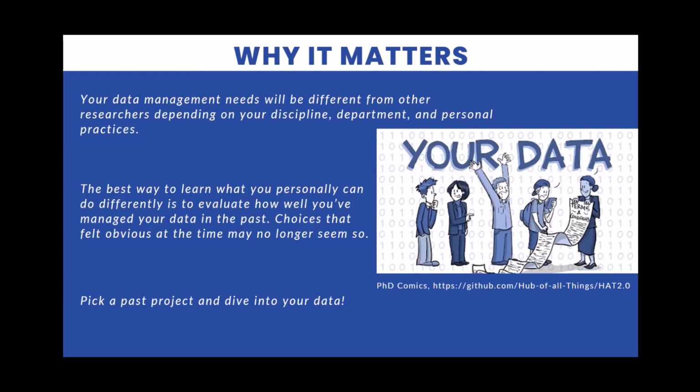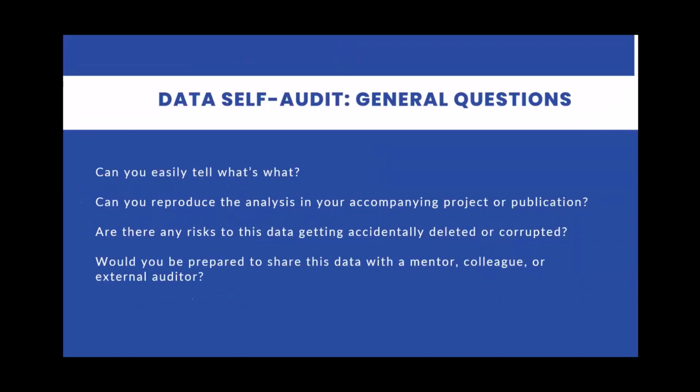Choices that you made then or assumed were obvious or didn't need explanation might no longer be obvious in the same way. So try picking a past project that you have, and depending on your level, that can be a course project, data related to your thesis or dissertation, or related to a publication or another research output. One that you preferably have a little bit of distance from now, and just take a look at the data and ask yourself some questions about how well you think you manage that data on your project.